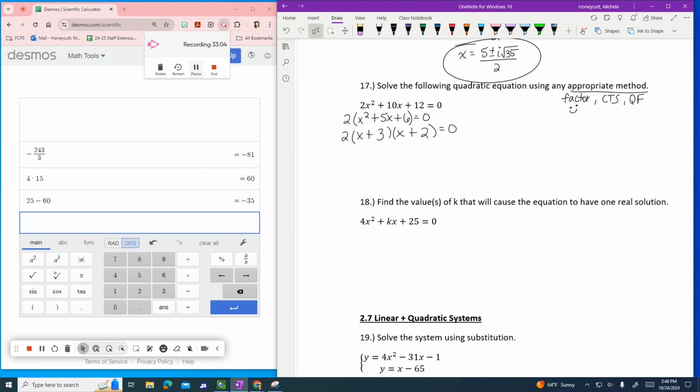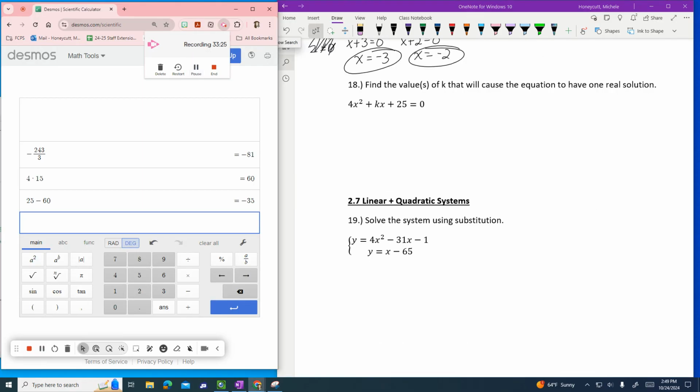And then to solve, you set each factor equal to 0. Now 2 is never going to be equal to 0, so I don't have to worry about that one. But then you'll set x plus 3 equal to 0, x plus 2 equal to 0, and solve. So I get two solutions here, negative 3 and negative 2.